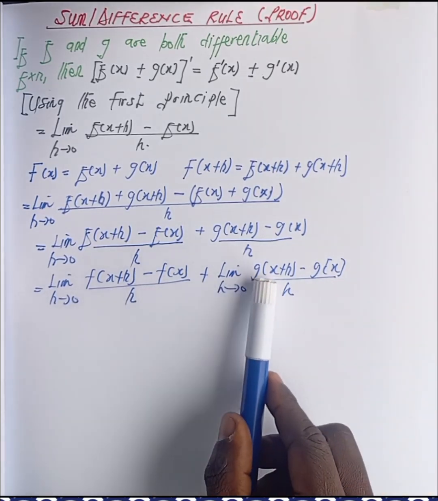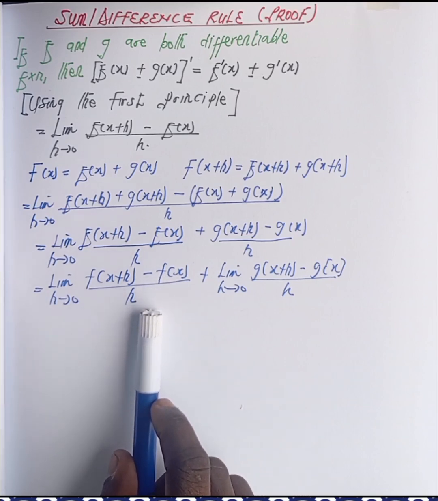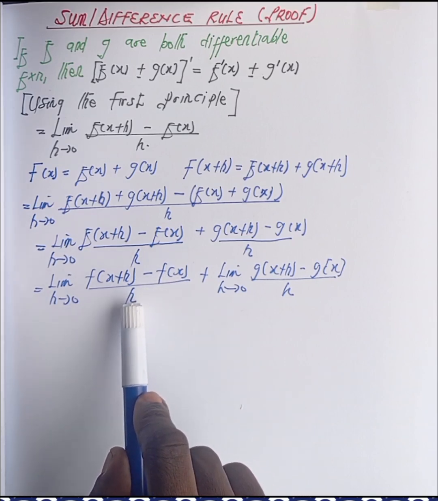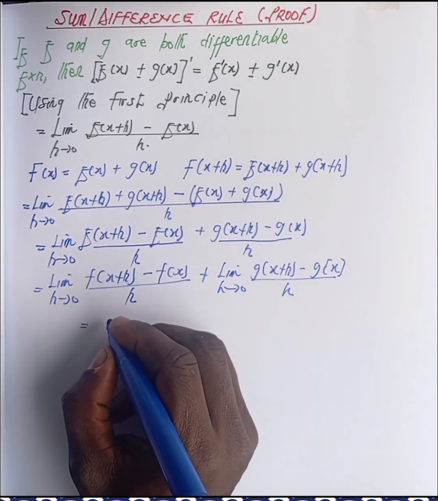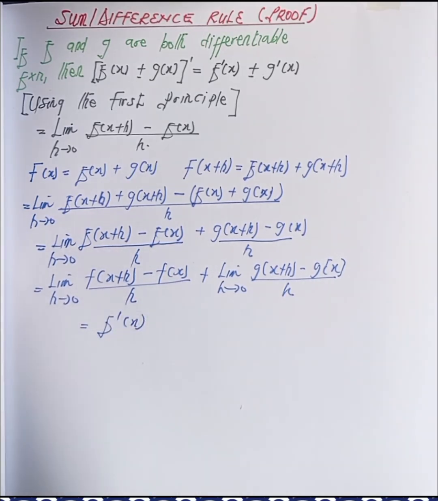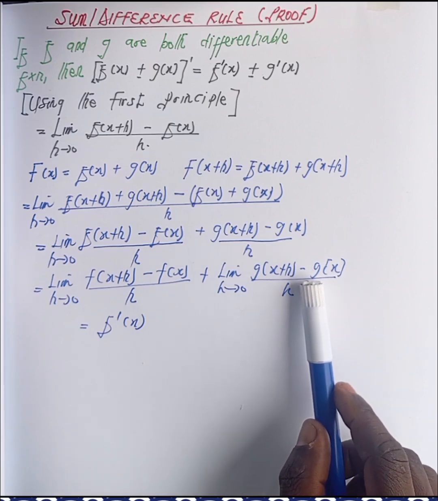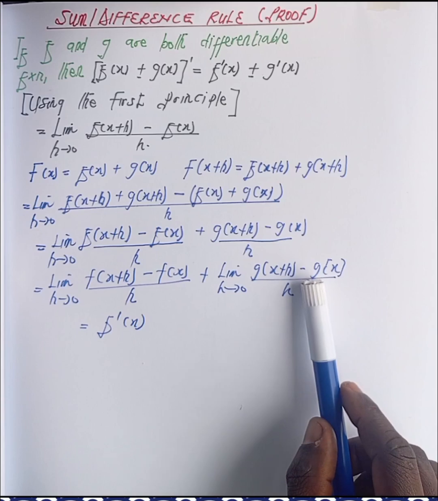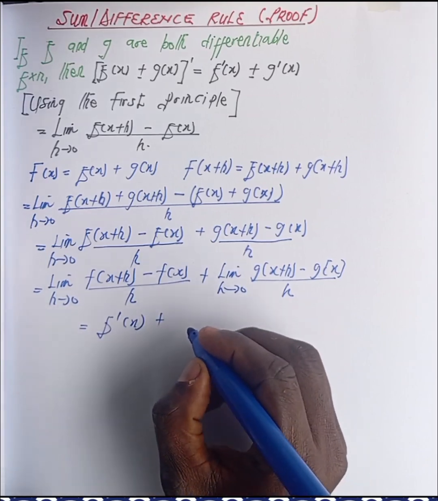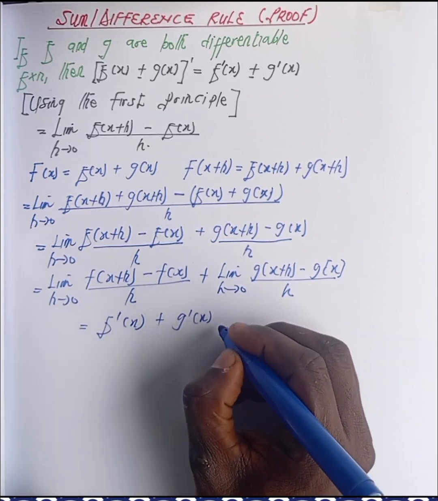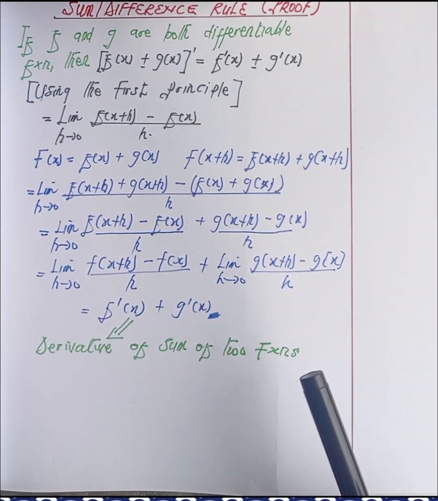Now what can you observe here? We can observe from this very part that this is the first principle of the first derivative of the function f with respect to x. So we can write this as f prime at x. Now what about this one too? We can also observe that this is the first principle of the function g with respect to x. So we can write it plus g prime at x. And this is the derivative of the sum of two functions.